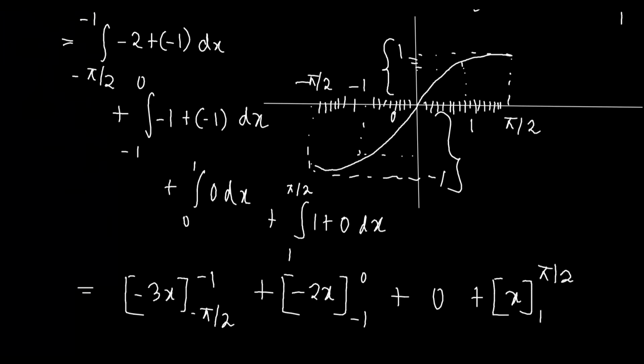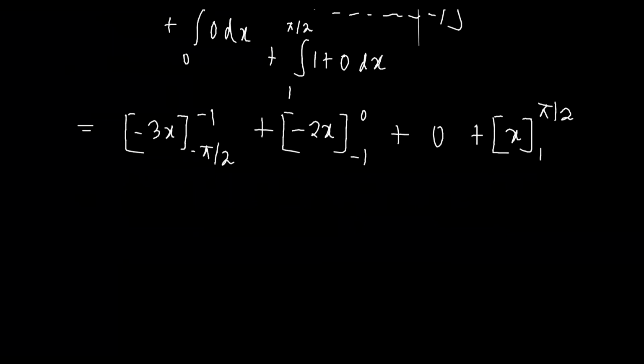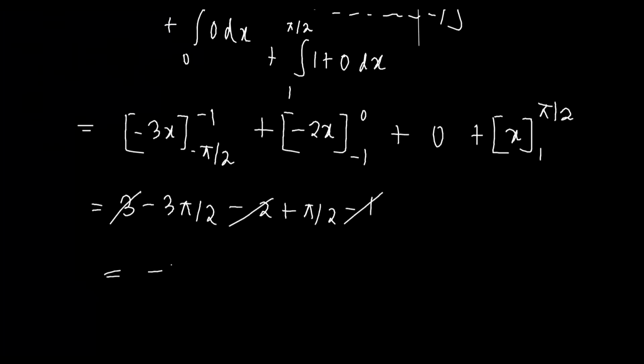So if you solve this one, we will get like this, that 3 minus 3 pi by 2 minus 2 plus pi by 2 minus 1. So here minus 1, minus 2 and 3 is getting cancelled, and it is minus 3 pi by 2 plus pi by 2. So it will give us minus 5. So here is the answer.